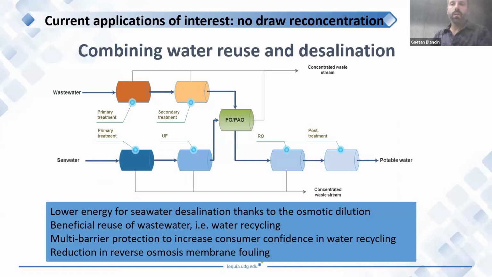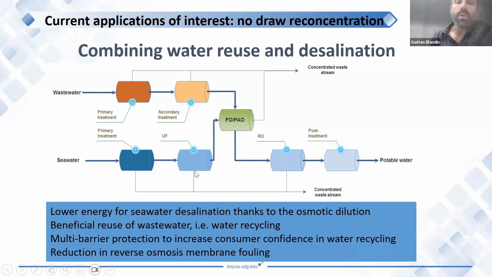And the last example, which is close to the configuration we are working on, is to combine water reuse and desalination. Nowadays, you have some desalination schemes, and you have potentially wastewater nearby. If you're in a coastal area, for example, where you have desalination plants, instead of going through the normal desalination scheme, what you could do is dilute your seawater with the wastewater through forward osmosis. This way you will lower the salinity, and you will lower the pressure that you will need for the reverse osmosis.